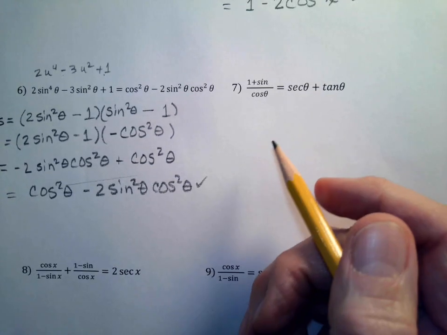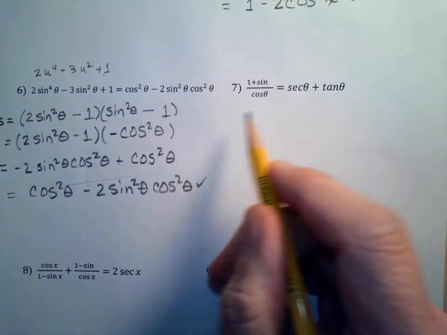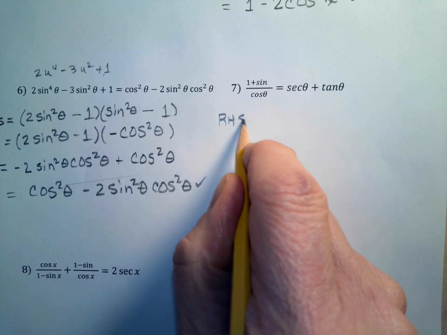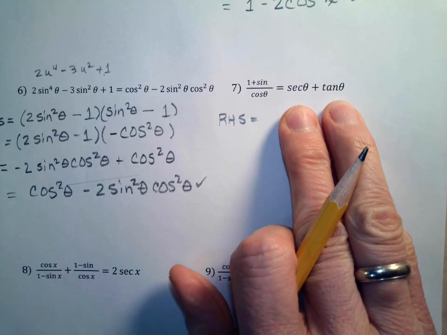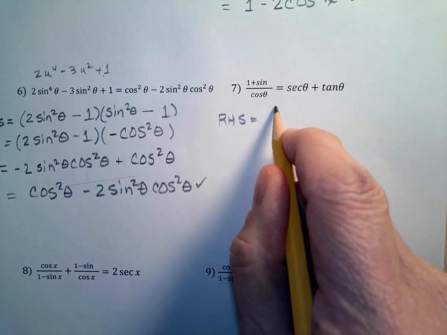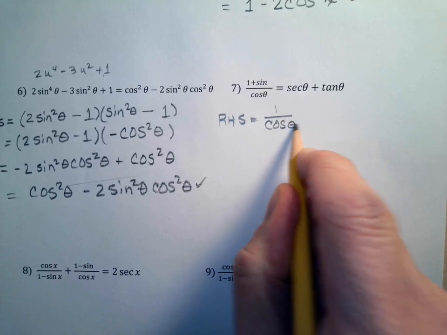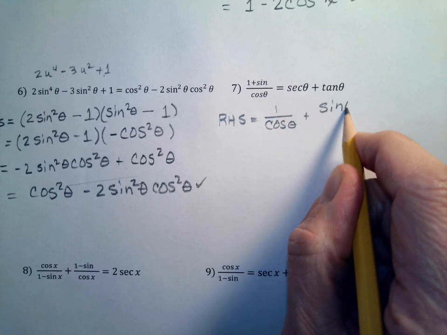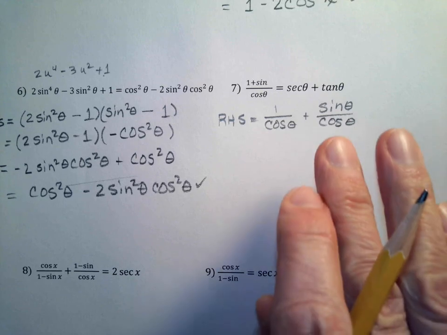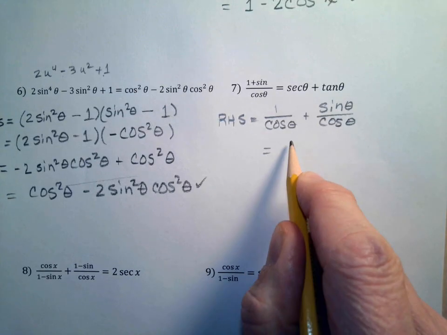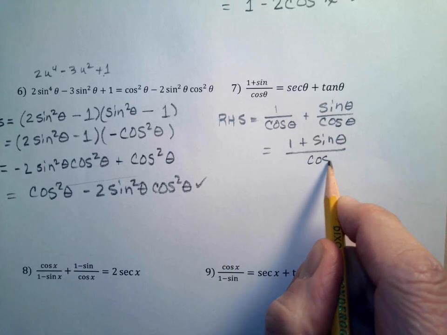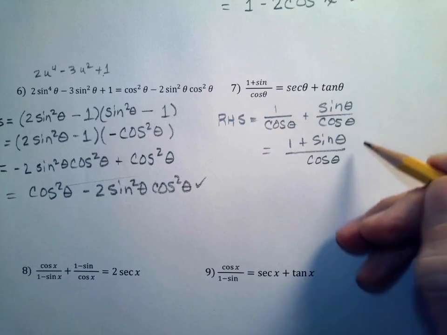I think in this case, you could be equally successful with this, whether you start with the left or the right. Let's start with the right-hand side. All right, so what can I do with this right-hand side? Remember, one thing that we do if we can't do anything else is we turn them into sines and cosines. So that's 1 over cosine theta plus sine theta over cosine theta. And then we could combine those. So that's going to be 1 plus sine theta over cosine theta. And that's exactly what the right-hand side is.